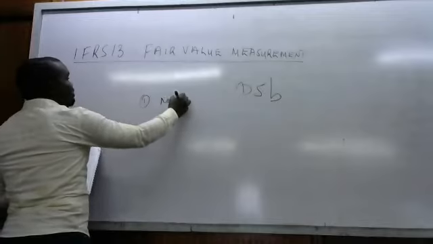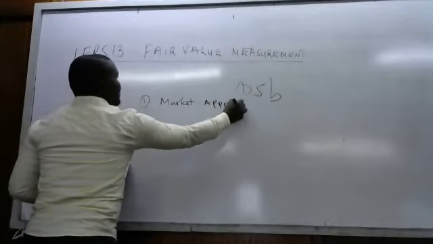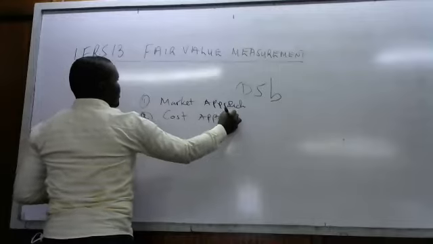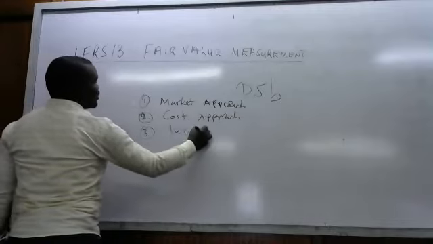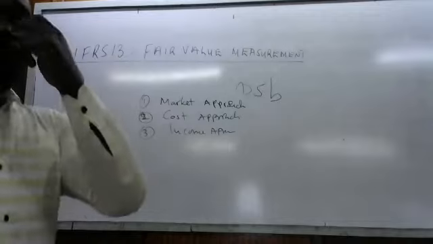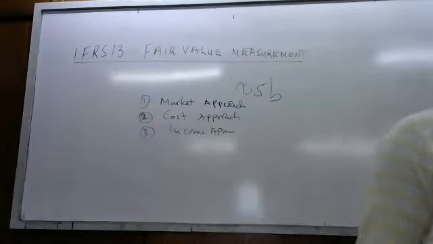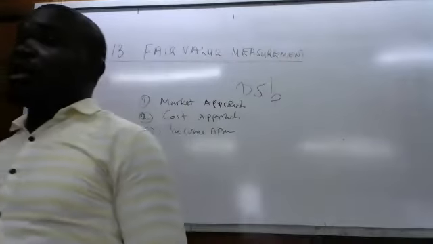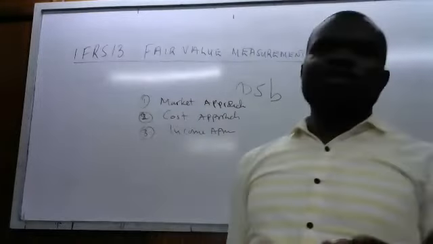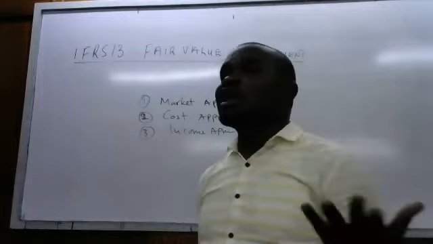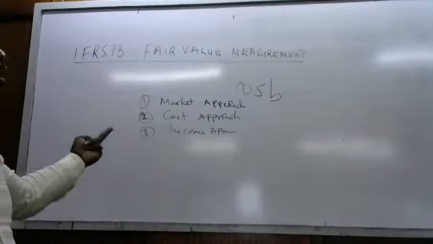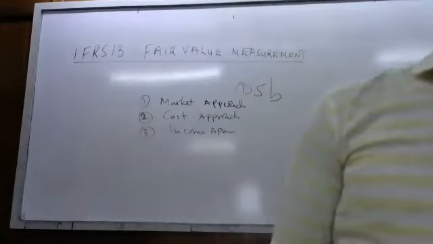One, we have the market approach. Two, we have the cost approach. Three, we have the income approach. That one they can ask you anytime from now. This topic is new in the syllabus. Apart from those definitions, there are only three issues you can be asked: the hierarchy, the techniques of determining the fair value, and three, the disclosure requirements only.